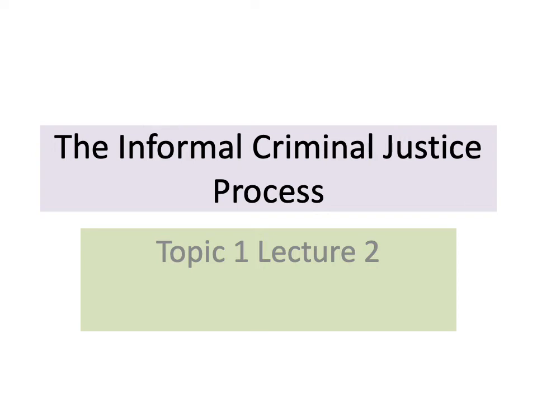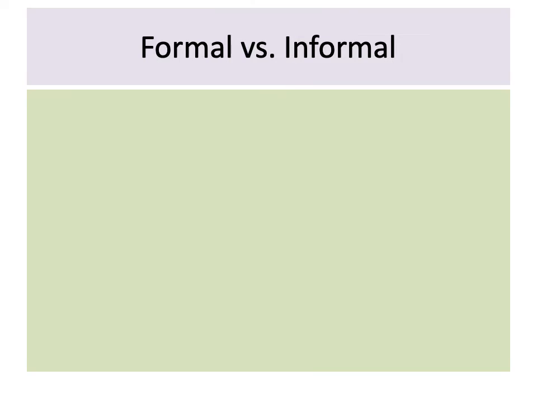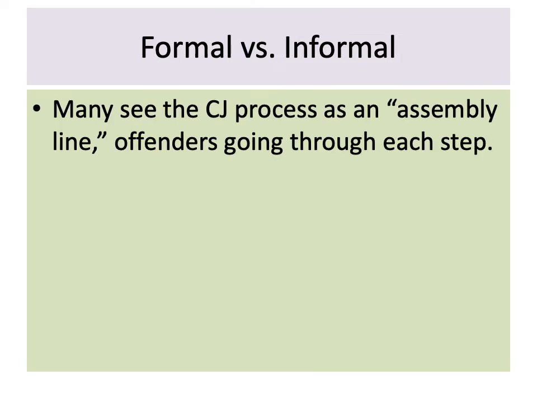This is lecture 2 for topic 1, and in this lecture, we're going to be taking a look at the informal criminal justice process. So, as we know from the last lecture, many see the criminal justice process as an assembly line of 15 steps, and that offenders go through each of these steps.